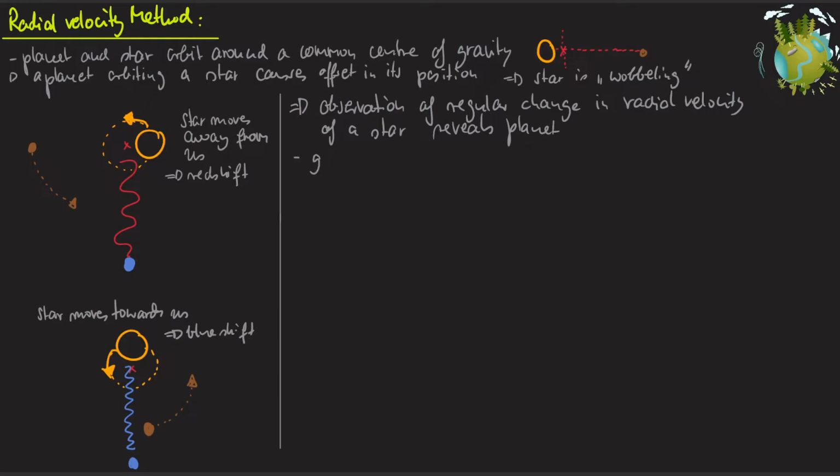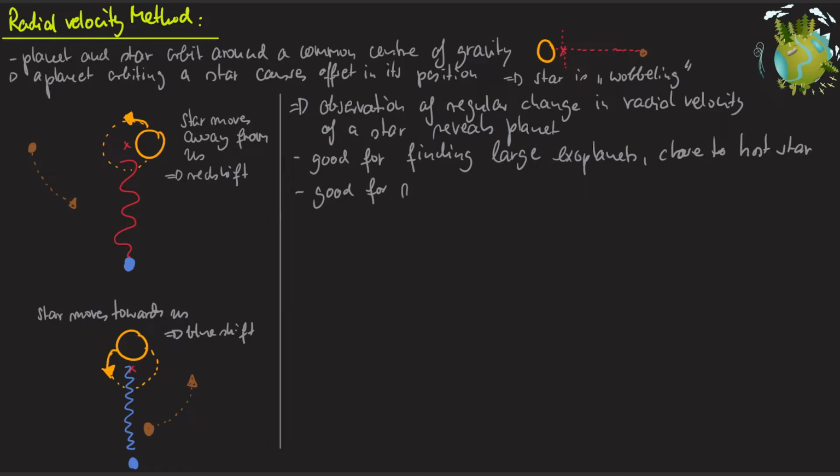This method is the best for finding large exoplanets that are also very close to the host star, because the larger the mass of the planet and the closer it is to the star, the bigger the influence on the star. And those will mostly be planets where we don't expect to find life like it is on Earth. It's mostly hot Jupiters, which are very massive. So hot Jupiters are very close and fast and cause a large stellar wobble.